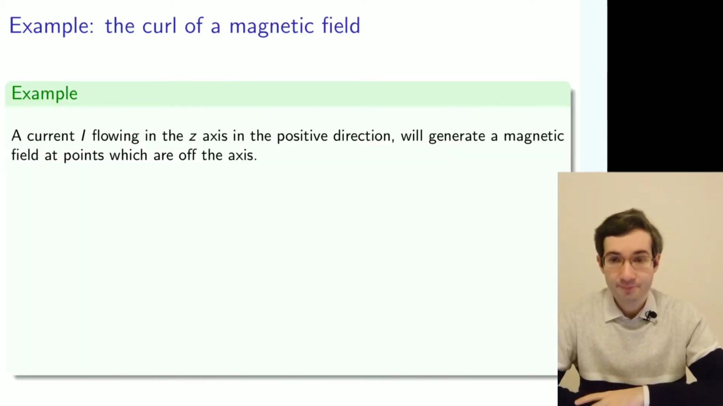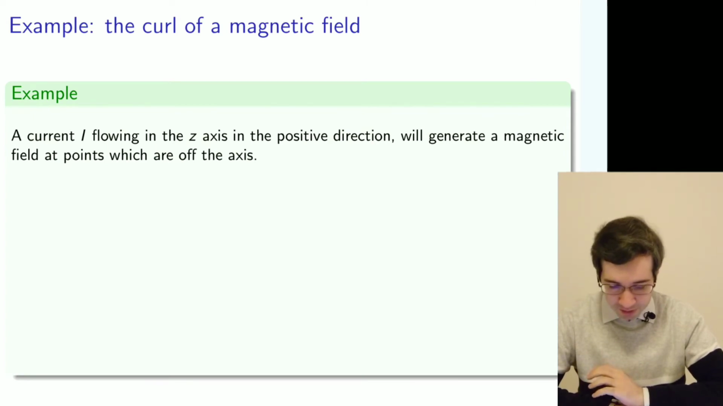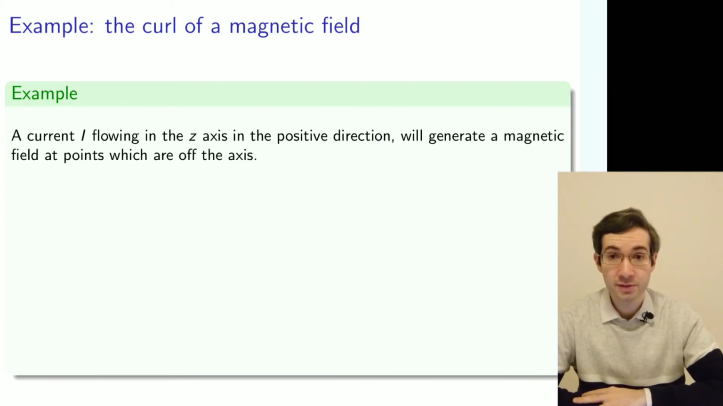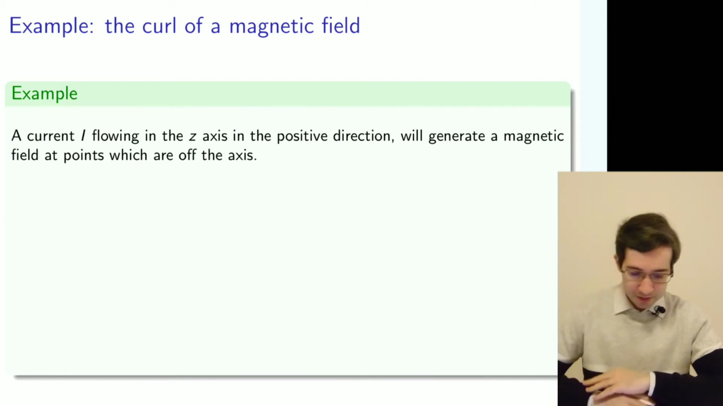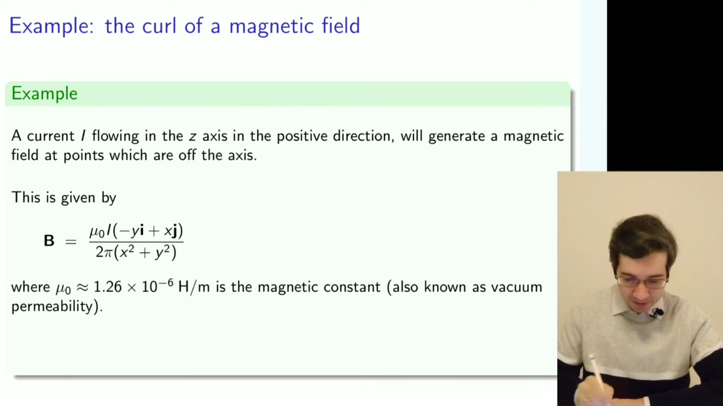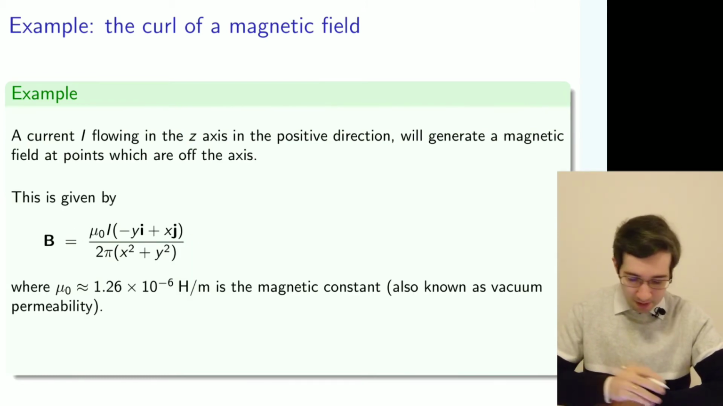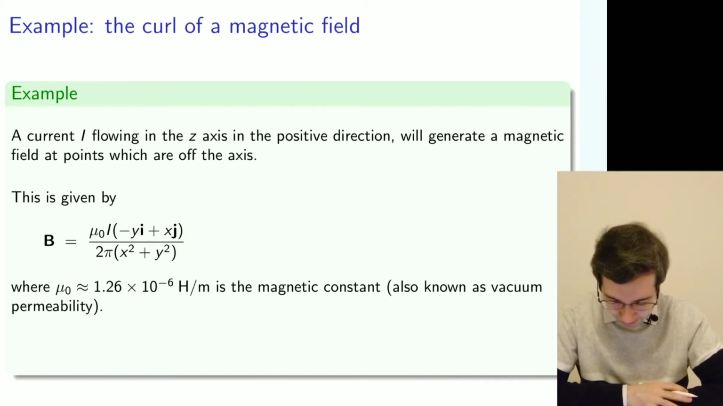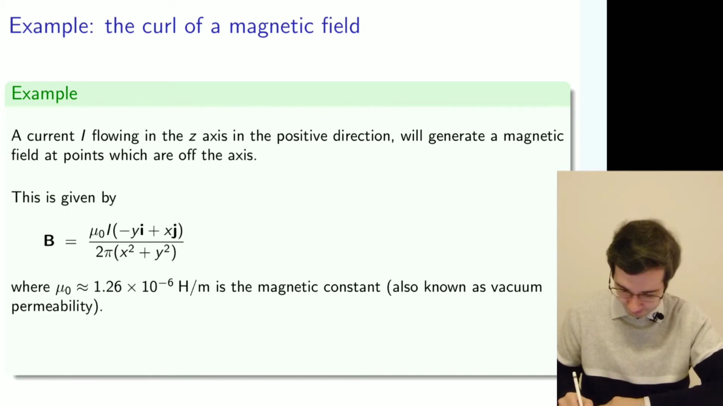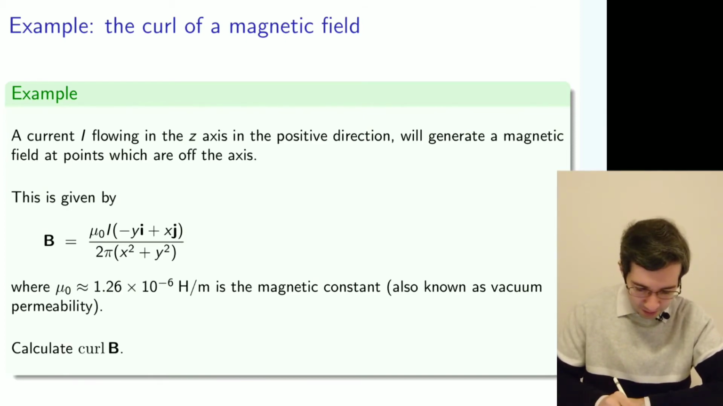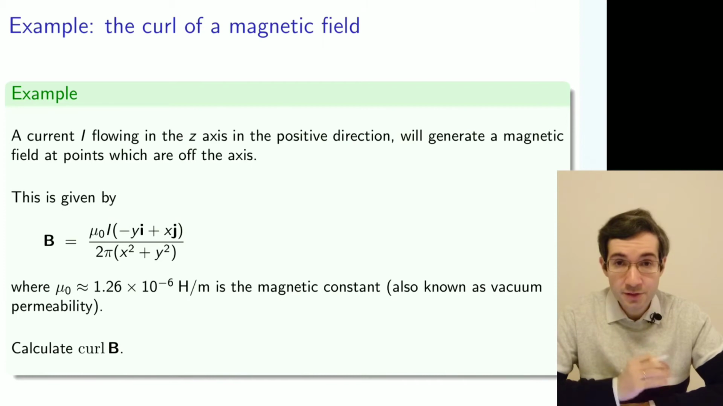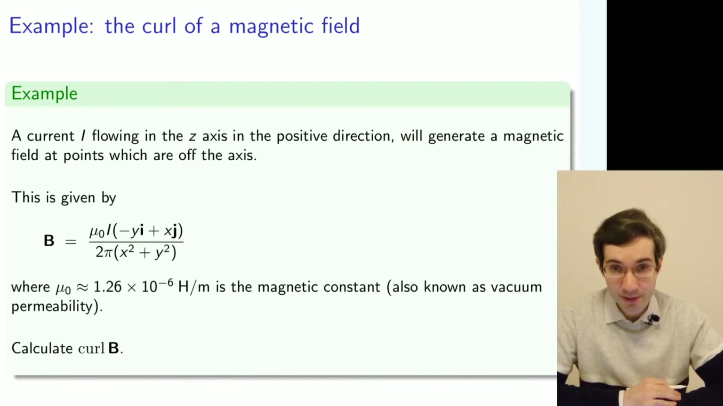Let's look at an example. The example we'll consider is again an application working towards the fundamental equations of electric and magnetic fields. Let's look at the magnetic field. Say there's a current flowing in the z direction and it generates the magnetic field. Mu naught here is called the magnetic constant or vacuum permeability. It's just a constant. I also assume that somebody gave us a constant value of that current. What we're asked to do is to calculate the curl of that magnetic field.